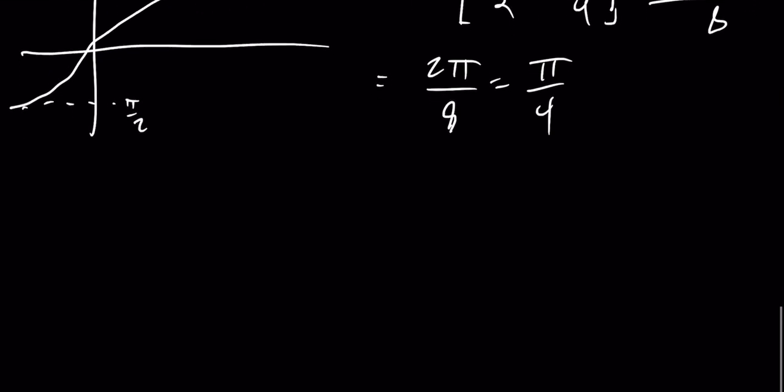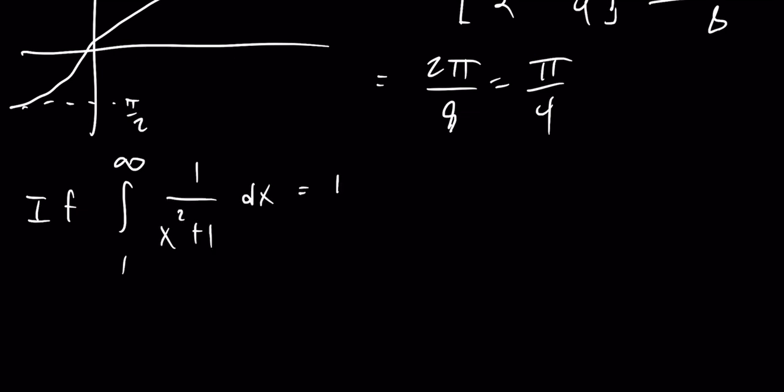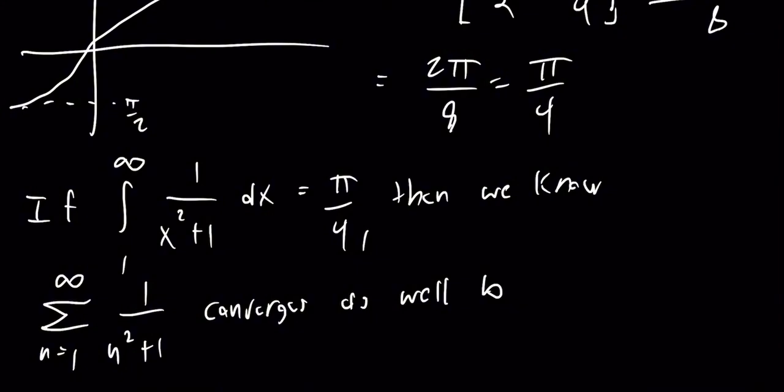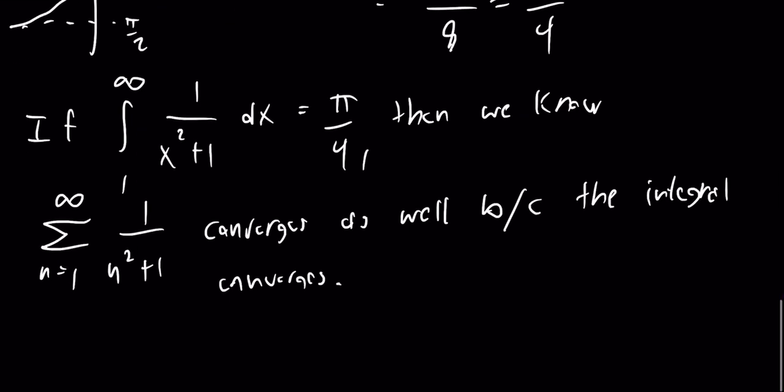So then we'll say the following statement: if the integral from 1 to infinity of 1 over x squared plus 1 dx equals pi over 4, then we know that the sum from 1 to infinity of 1 over n squared plus 1 converges as well, because the integral converges as well. And that is the resolution when determining whether it's convergent or divergent. In this case, it's convergent.